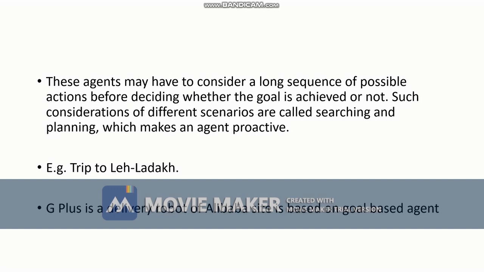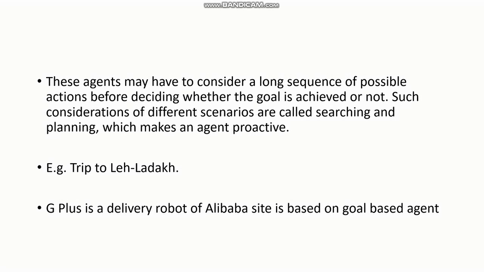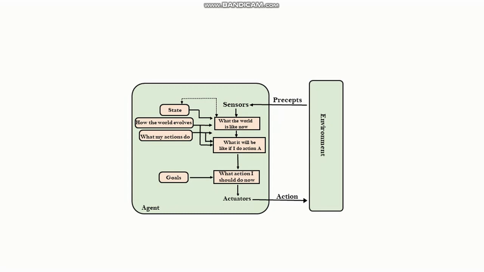Right now, in the current scenario, G Plus is a delivery robot of the Alibaba site, which is based on a goal-based agent. So this is a live example of how goal-based agents are used in different technologies. So this is all about the goal-based agent.